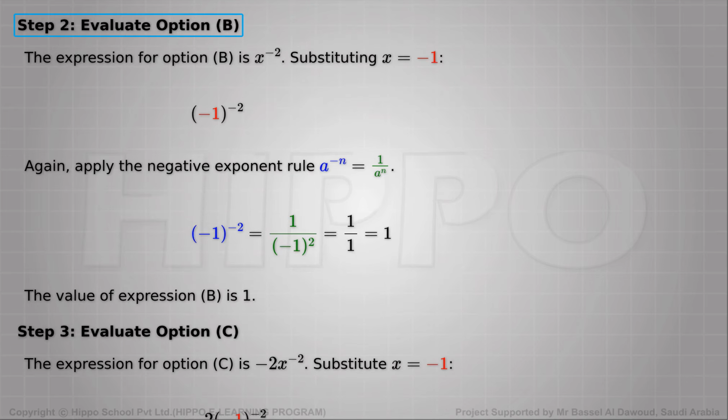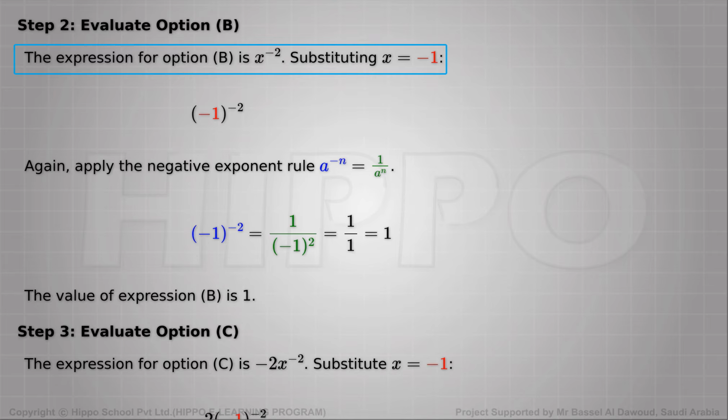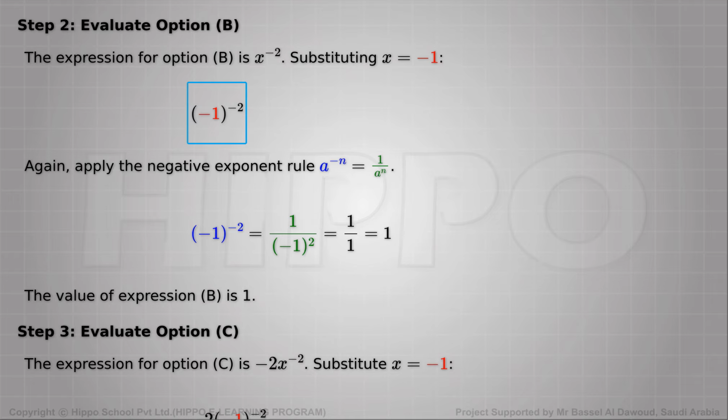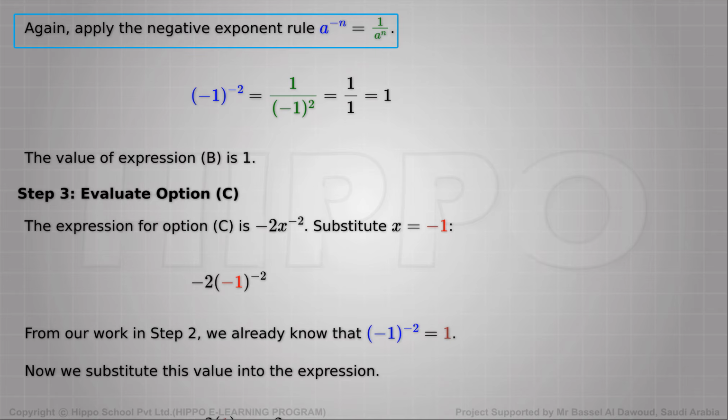All right, let's move on to option B. The expression is x to the power of -2. Again, we substitute x equals -1. This gives us, open parenthesis, -1 close parenthesis, to the power of -2. Using the same negative exponent rule, this becomes 1 over -1 squared.